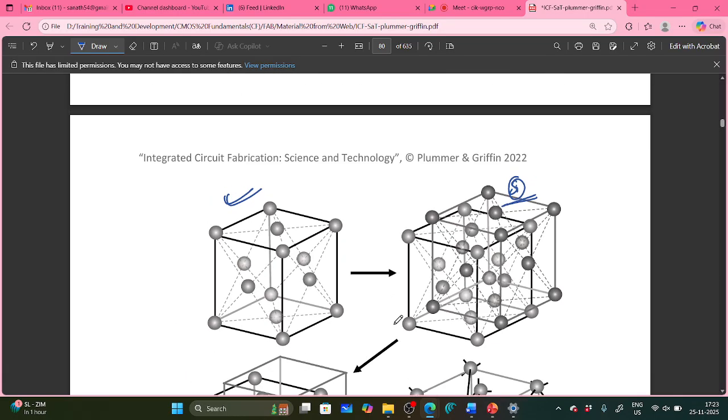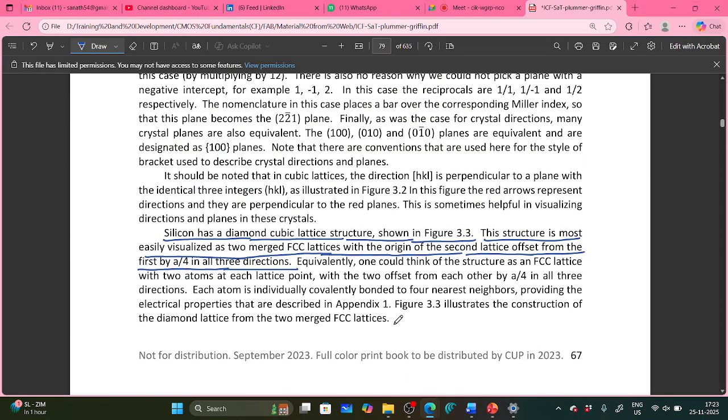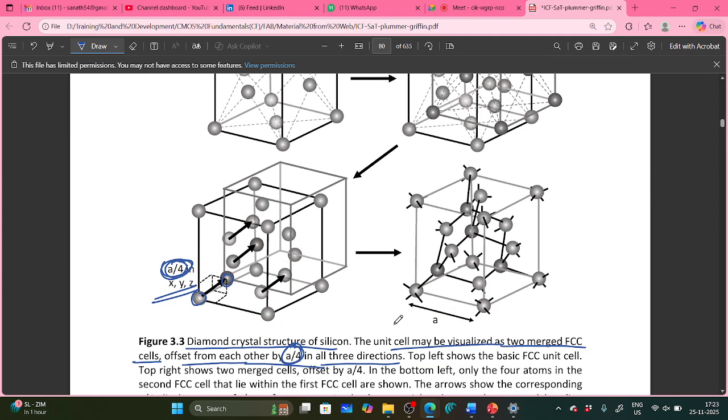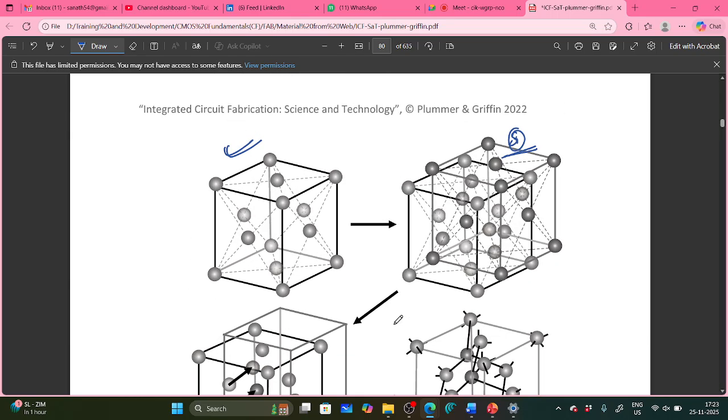So this is the crystal structure. Crystal structure means you have face-centered cubic structures merged together. It is visualized as two FCCs merged together, two lattices, two structures of FCCs, and the distance between the first lattice and the second lattice in the three directions is A by 4. Did you understand the structure of silicon?